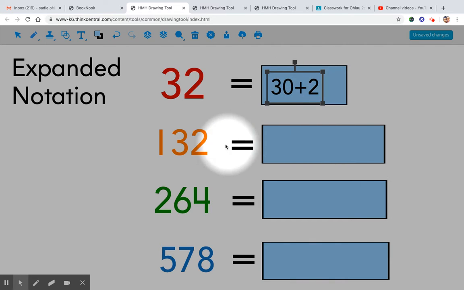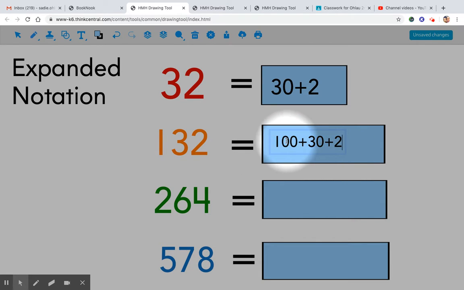Okay. Next, we have 132, and this time I've got something in the hundreds column. I have a 1 in the hundreds column, so my 1 in the hundreds column would be 100. Plus, in my tens column, I have a 3. That's 3 tens, or 30. Plus, I have a 2 in the ones column. 2 ones. 100, 3 tens, and 2 ones. Okay.